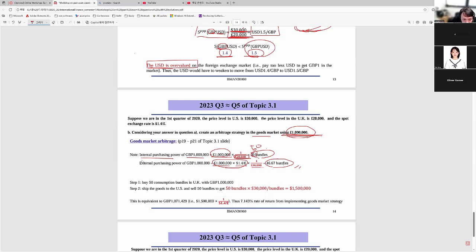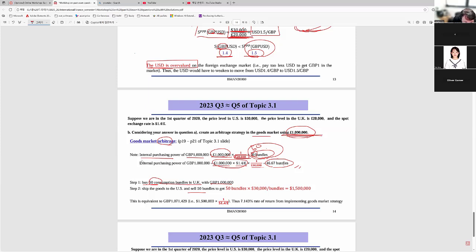So you can buy more bundles in the UK than the bundles you can buy in the US. That means the consumption bundle is cheaper in the UK. So always when you implement an arbitrage strategy, you should buy low and sell high. You should buy the consumption bundle from the place where it is cheaper. So you buy from the UK: 50 consumption bundles with 1 million pounds, and then you export those 50 consumption bundles to the US and sell 50 bundles in the US.